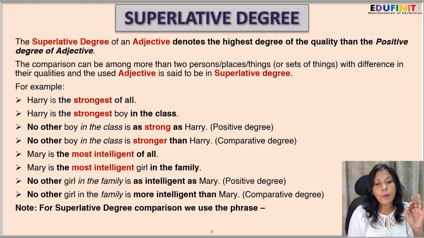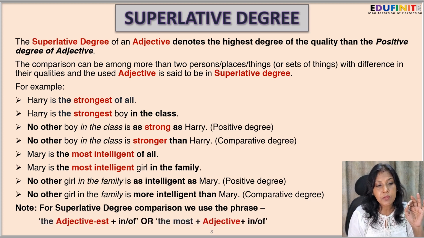Now, note, for superlative degree comparison, what phrase do we use? We always have to include the, then the adjective with est, the basic adjective added with est, and then we add in, when we say in the class or in the family, or of all the boys, or the most plus the adjective in its basic form, plus in or of as before. So this is the other form.